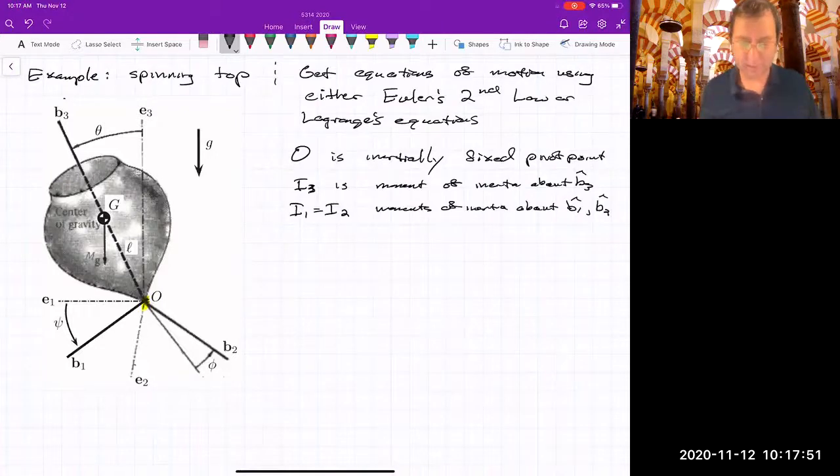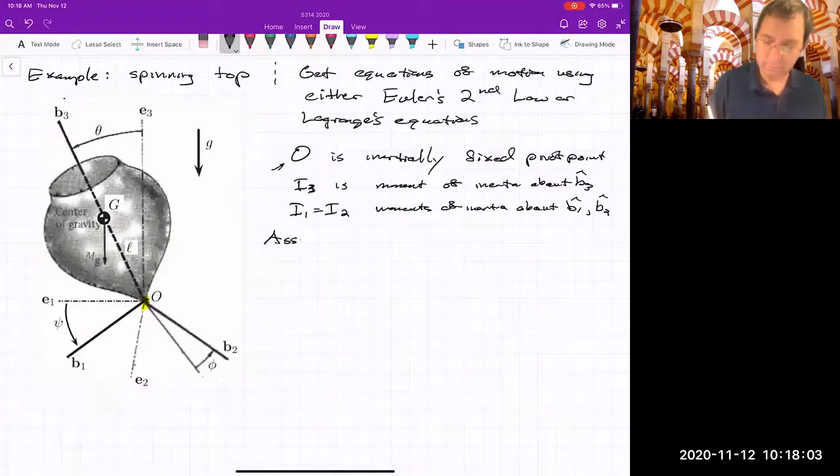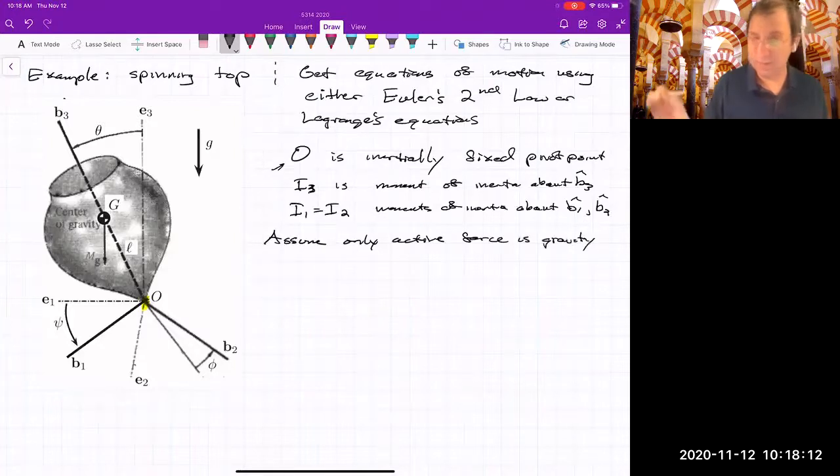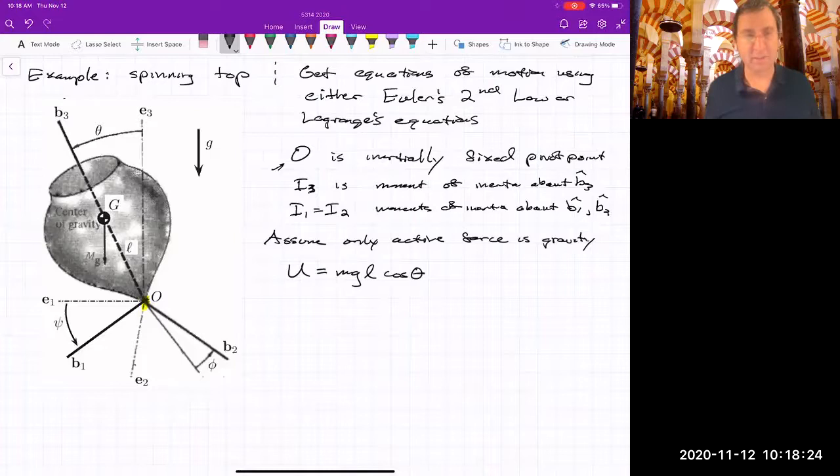Because we're assuming that O is an inertially fixed pivot point, we can assume that the only active or applied force is gravity. And the nice thing about gravity is, right, we could write it as coming from a potential energy. So U is mgl cosine theta. It's just mg times the height of the center of mass, given rewriting theta as the deflection from the vertical. That's what we get.